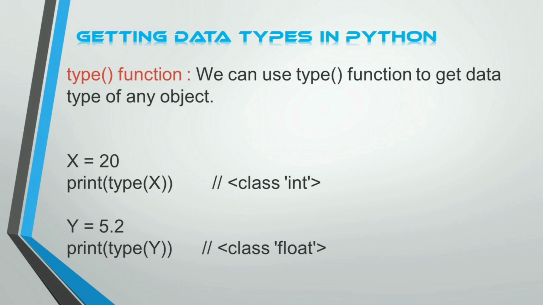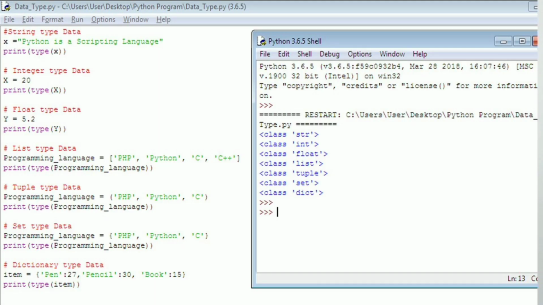Getting data types in Python. Type function. We can use the type function to get the data type of any object in Python. Here x equals 20, print type x, you will get class int. y equals 5.2, print type y, you will get class float. You can see in Python IDE how we can get the data type of any object like string, integer, float, list, tuple, set, and dictionary.